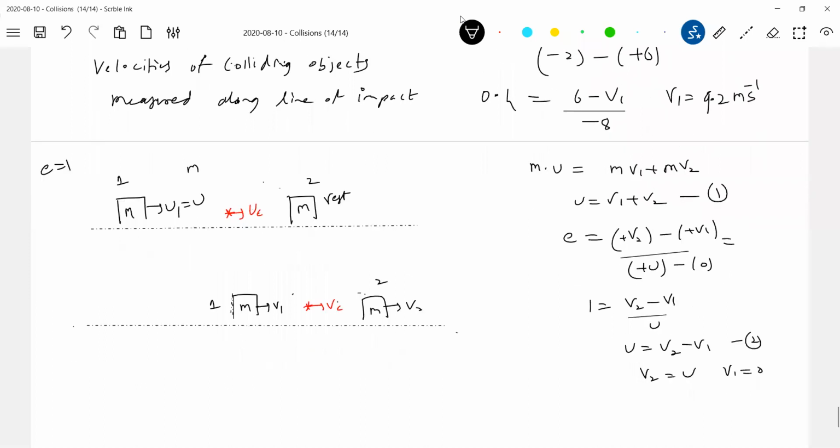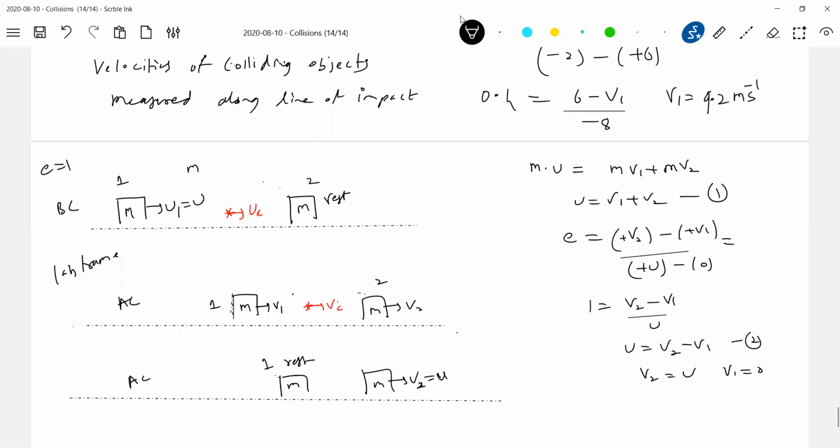So what is the conclusion now? After impact, what actually happens? The first body will come to rest and the second body will move with the velocity of the first body. This is before collision, this is after collision. Okay, let's see in the center of mass frame how the system will appear. This is in the lab frame. To analyze in the center of mass frame, we should know the velocities of the colliding bodies in the center of mass frame.